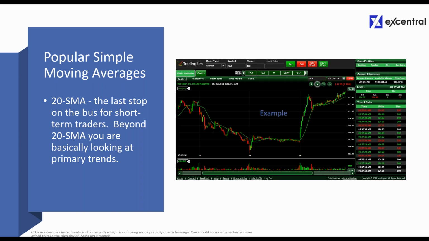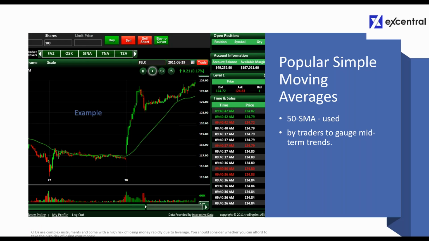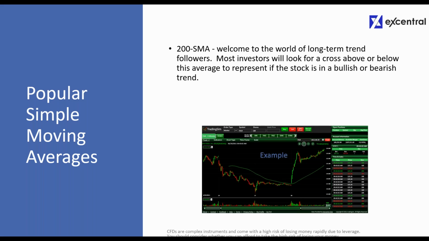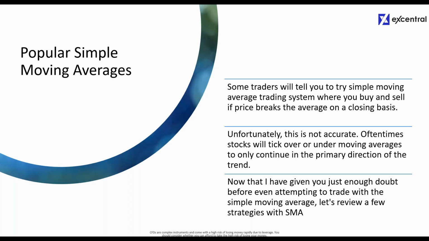Beyond 20 periods, you're basically looking at primary trends. 50 periods are used to gauge midterm, longer term trends. At 200, I don't know anybody who uses a 200.